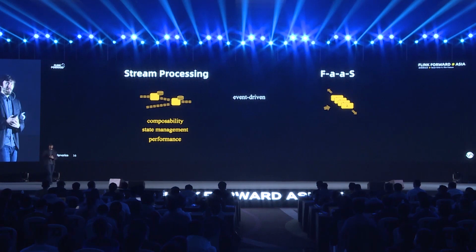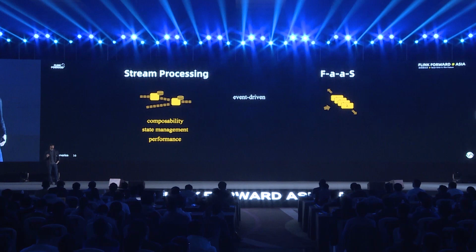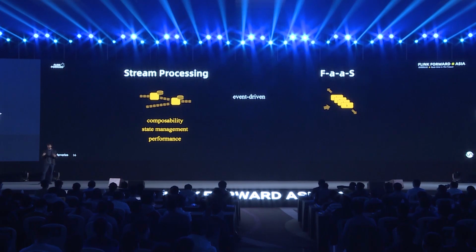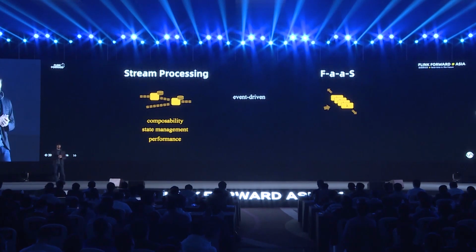So there are some really good properties that both of these types of technologies have brought. On the stream processing side, I just listed three properties here that I think are important: the composability, the very sophisticated and very efficient state management, and also the performance that stream processing gives you. If a stream processor is running, it processes events with very high performance and very low latency.